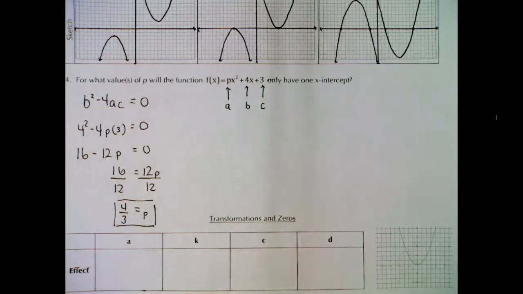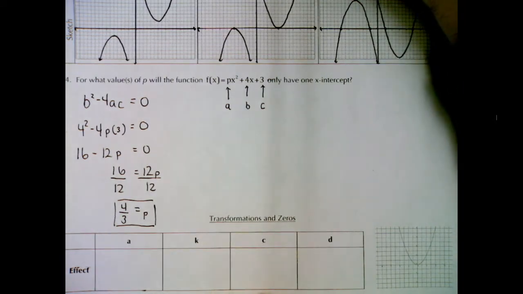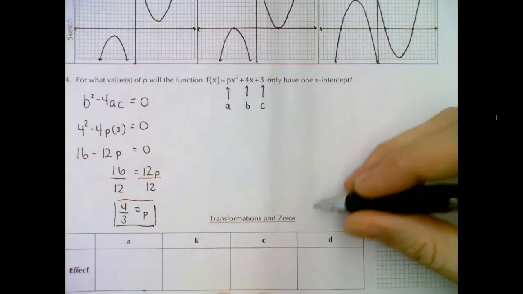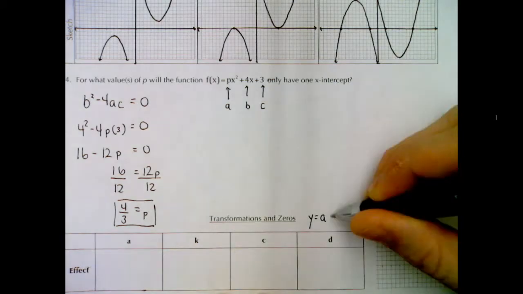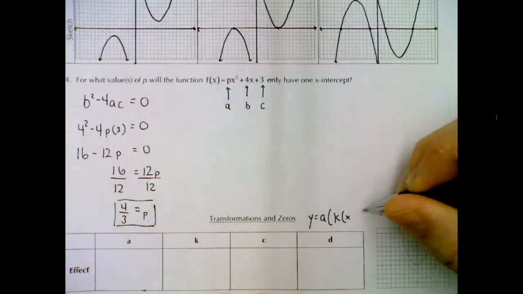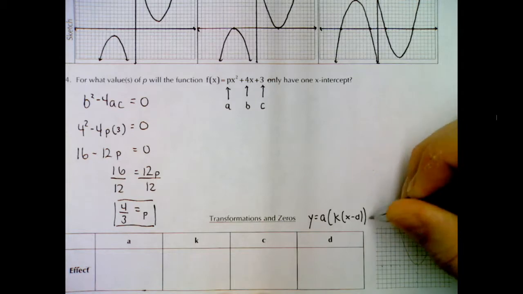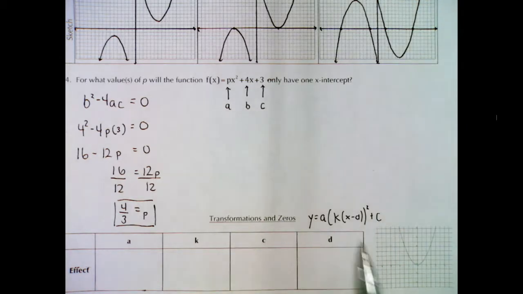Last thing I want to do is talk about the transformations and zeros. So if we use a, k, c, and d on the original quadratic, so let's write this out. We've got y equals a, k, x minus d squared plus c. And we use different transformations. It's pretty much like vertex form, right? K is just the extra one, the horizontal compression and stretch. What effects would changing these numbers have on the number of zeros?